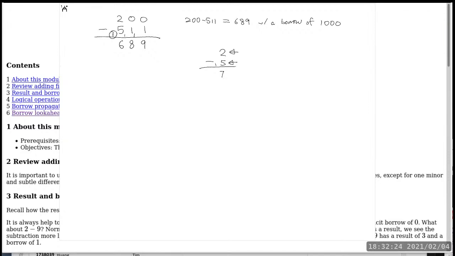And that's why when we have 200 minus 511, we have 689 as the answer, but that extra borrow, which is here, is really important because that means I owe 1,000. Even though on my hand I have 689, I owe 1,000, and as a result, the net worth is 689 minus 1,000, which turns out to be negative 311.